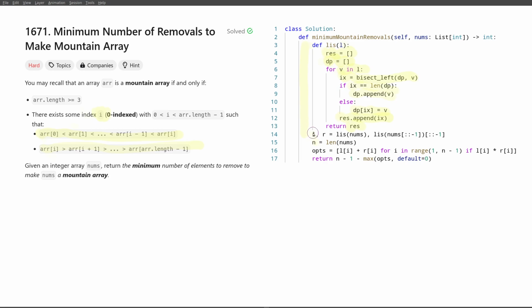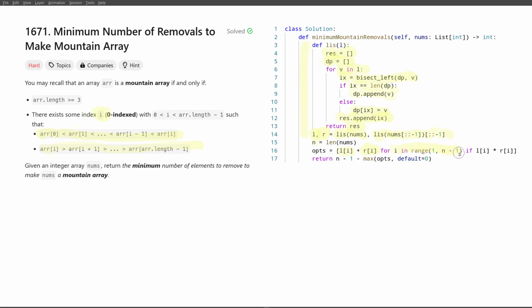We'll calculate those for left and right, so this will be the longest increasing subsequences for every prefix of nums, and for every prefix of reversed nums, and that reversed again, this is the longest decreasing subsequence on the suffix, so starting from I. And now our options are, for every position we want to know the longest increasing subsequence, and the decreasing subsequence starting at that position.